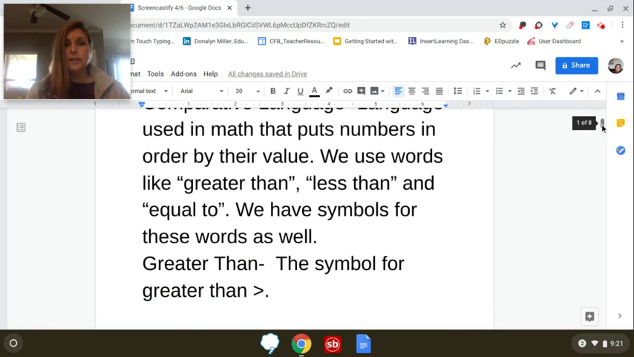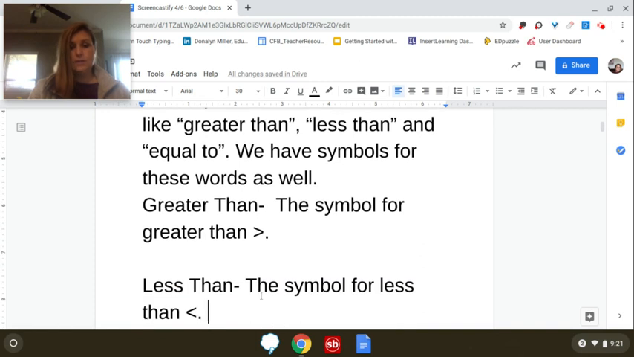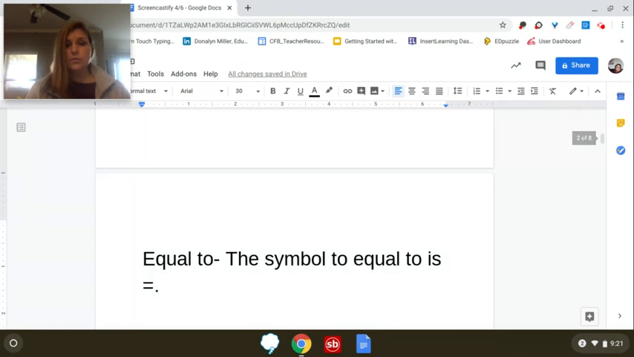The greater than symbol looks like this. The less than symbol looks like this. And the equal to symbol is what we use in equations every day, the equal sign. That's some of the language that I really want you to pay attention to and know inside and out.